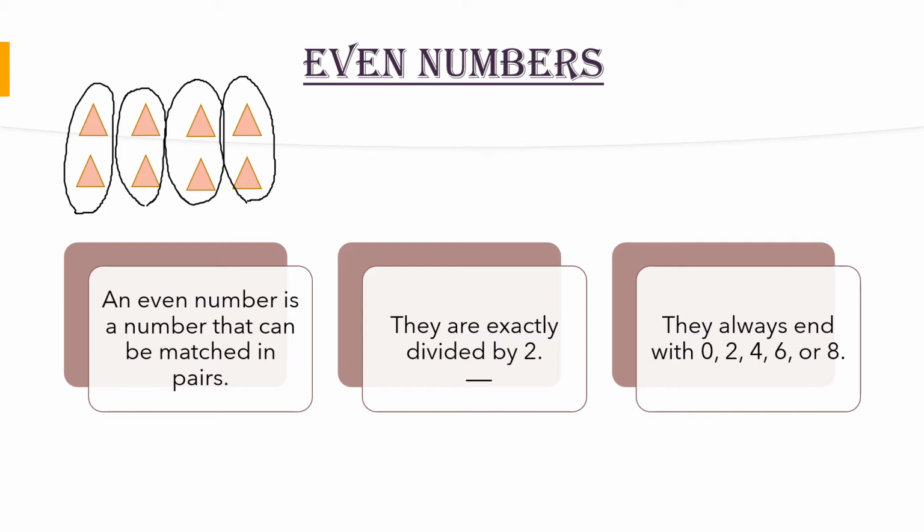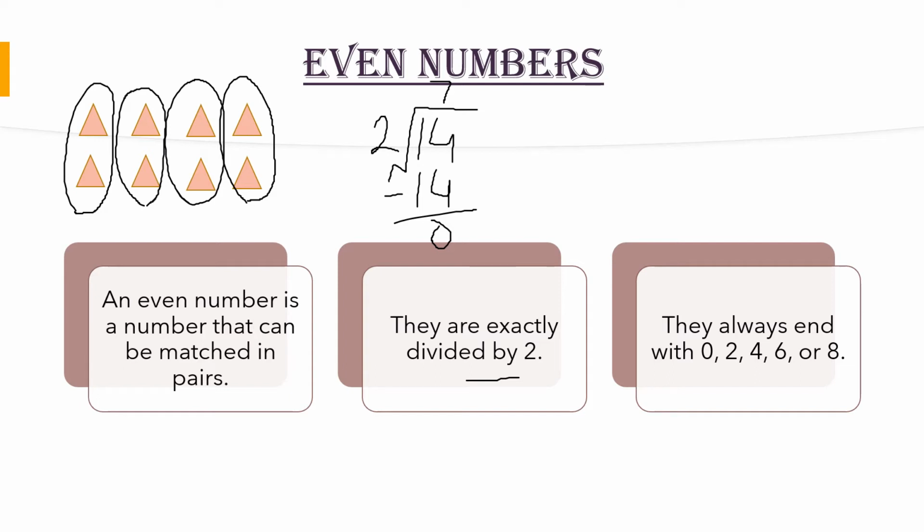Let's read the second point. They are exactly divided by 2. Okay, what does it mean? It means that when we divide an even number by 2, the remainder is always 0. Let's say I have a digit 14. I will divide it by 2, and 2 sevens are 14 and the remainder is 0. So whenever we divide an even number by 2, the remainder is always 0. So they are exactly divisible by 2.